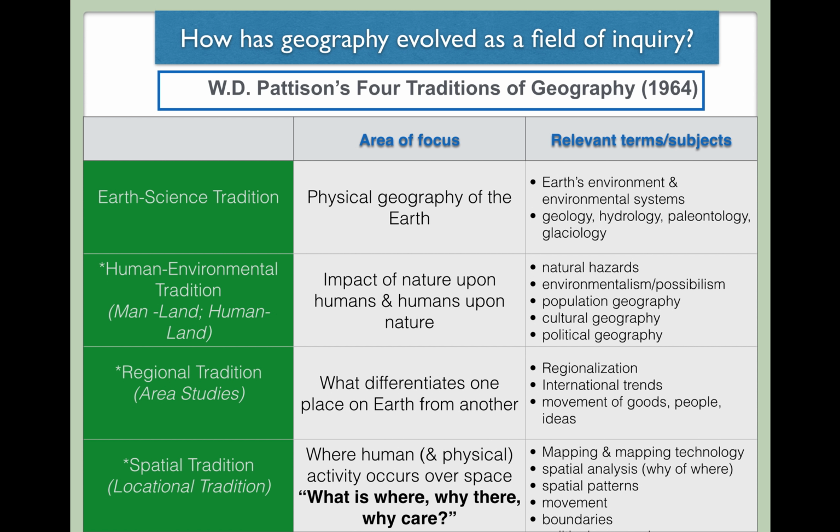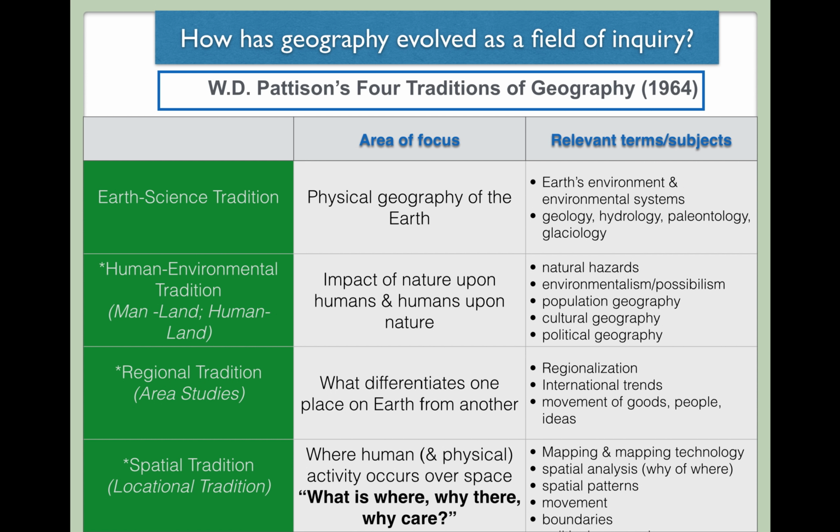The human environment tradition, the one we just addressed, was the impact of nature upon humans and humans upon nature. You'll notice I put 3 stars next to this, which is representative of the fact that the human environment tradition, regional tradition, and spatial tradition are all larger components of AP Human Geography.